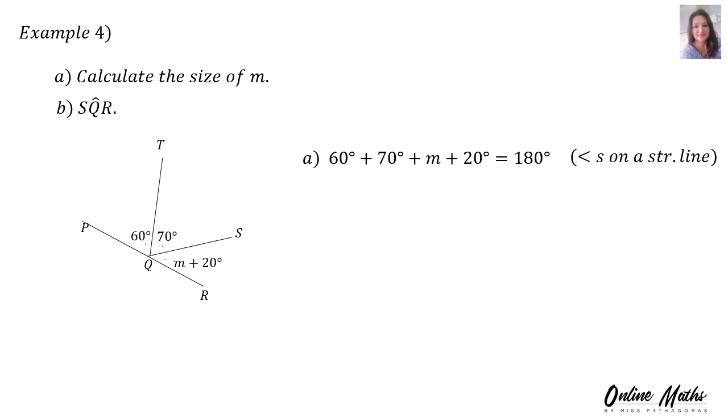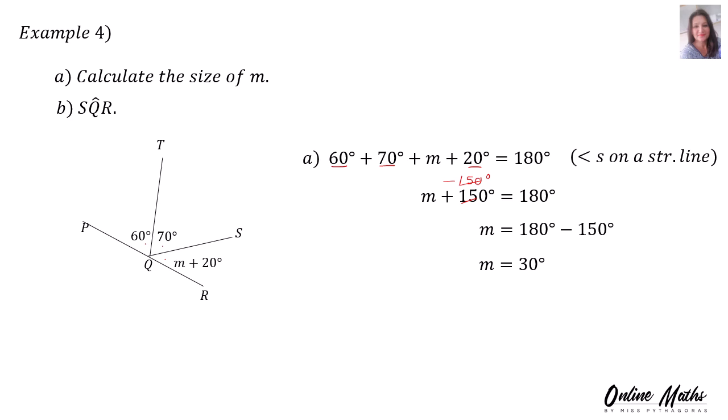And then we will solve M, but first we will add 60 plus 70 plus 20 is 150 degrees. And then to solve M, we will subtract 150 on the left. What we do on the left, we do on the right. So on the right hand side, 180 minus 150 is 30 degrees. So M's value is 30 degrees.